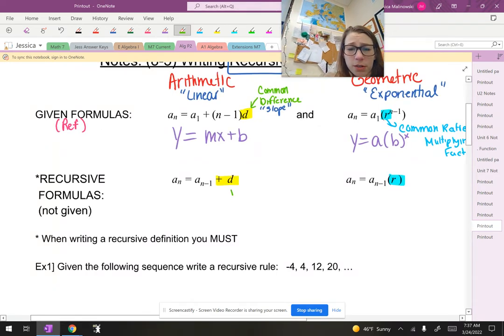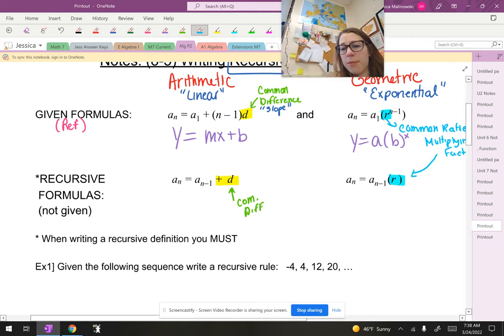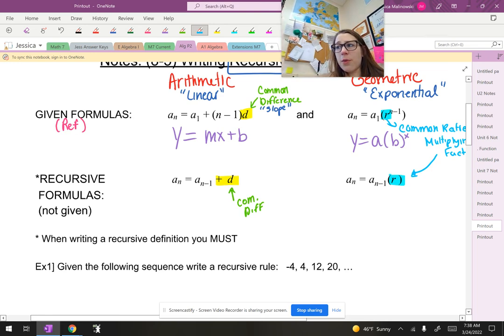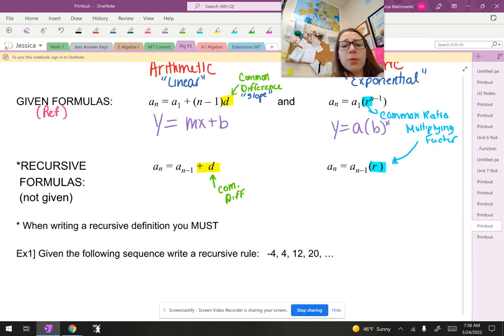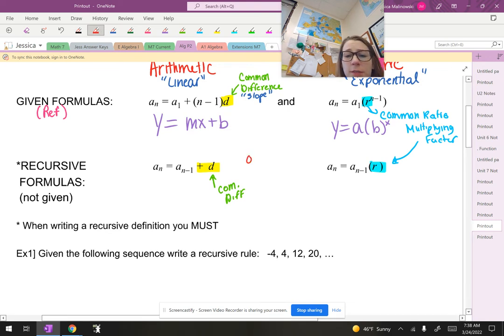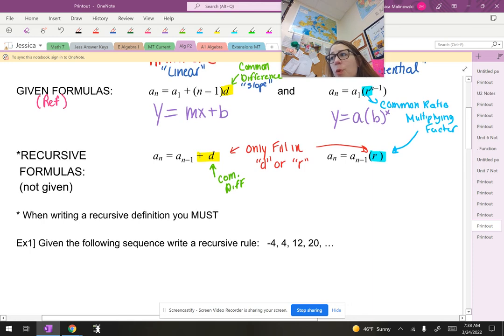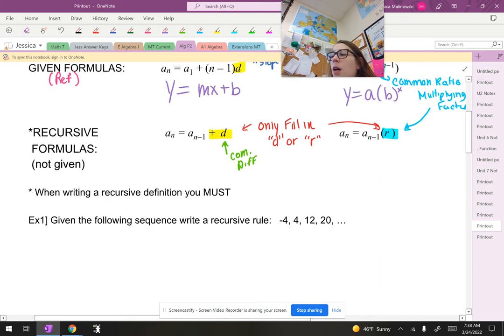So again, I'm just going to make a note that that's my common difference. And I'm just going to extend that arrow that way. See how that works there. When you are writing these formulas, you are only filling in d or r, depending on your situation, when you're writing them.